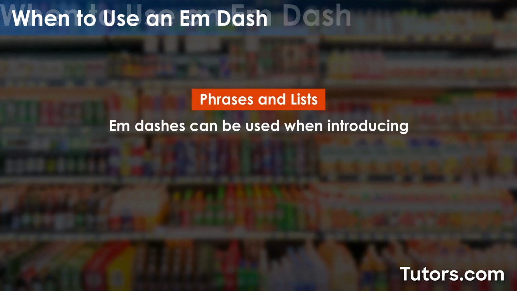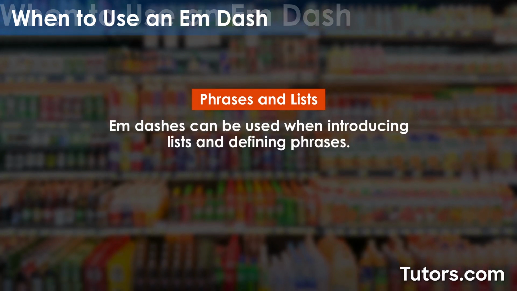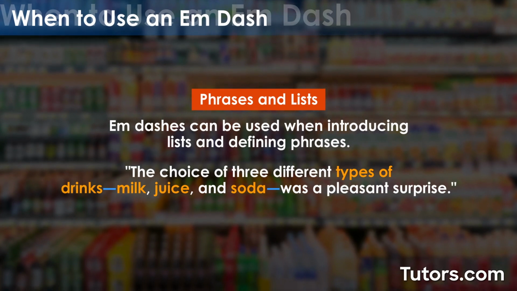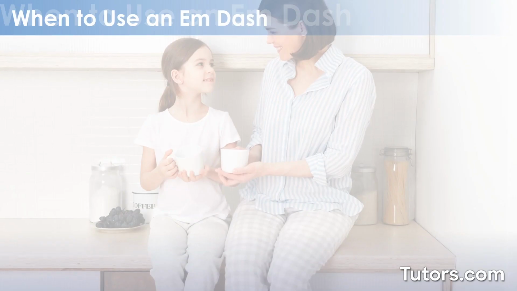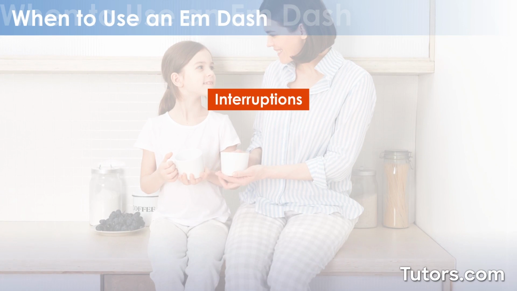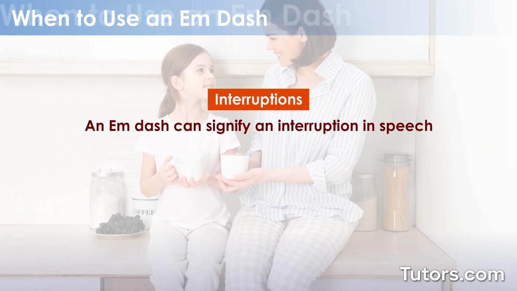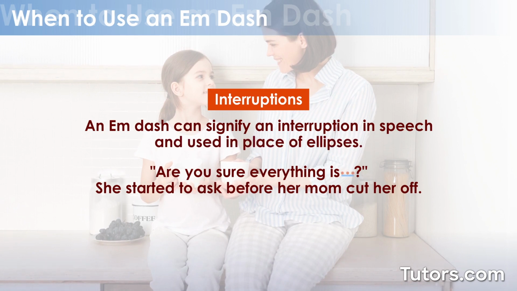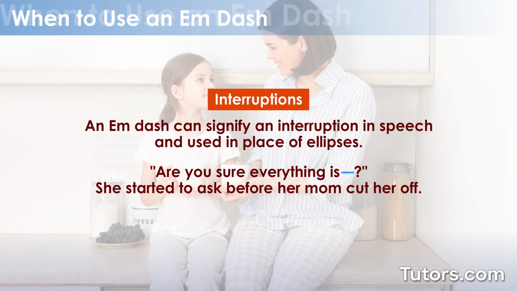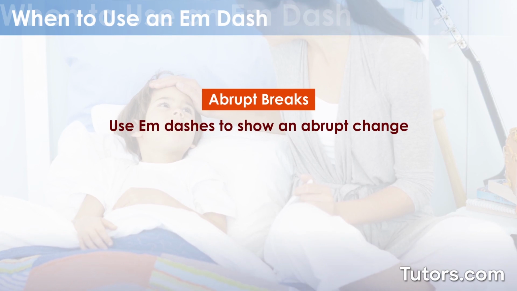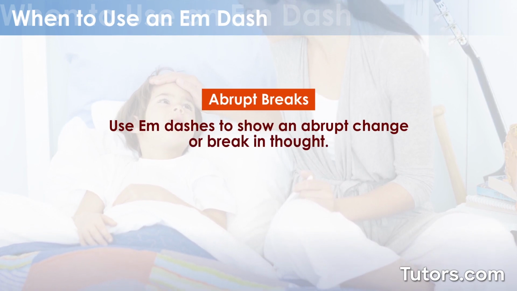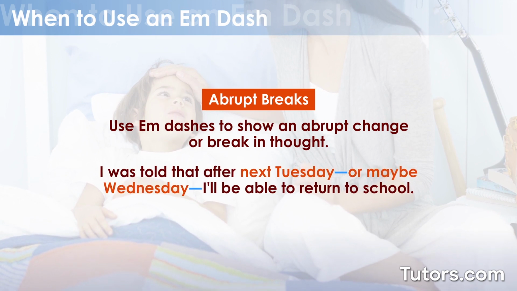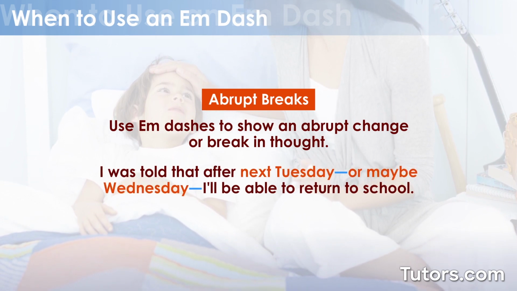Em dashes can be used to introduce lists or define phrases, such as listing the types of drinks in this example. To show when someone's speech is interrupted, you can use an em dash. An em dash typically signifies being cut off rather than trailing off like an ellipsis. Use em dashes to show an abrupt change or break in thought. In this example, next Tuesday, or maybe Wednesday, shows a change in thought.